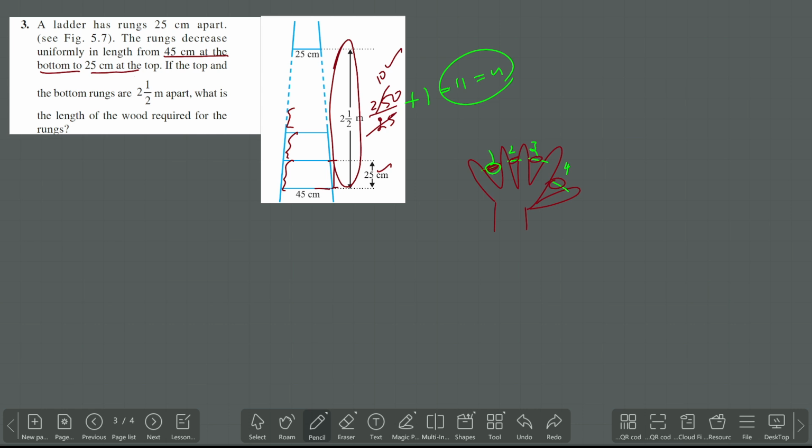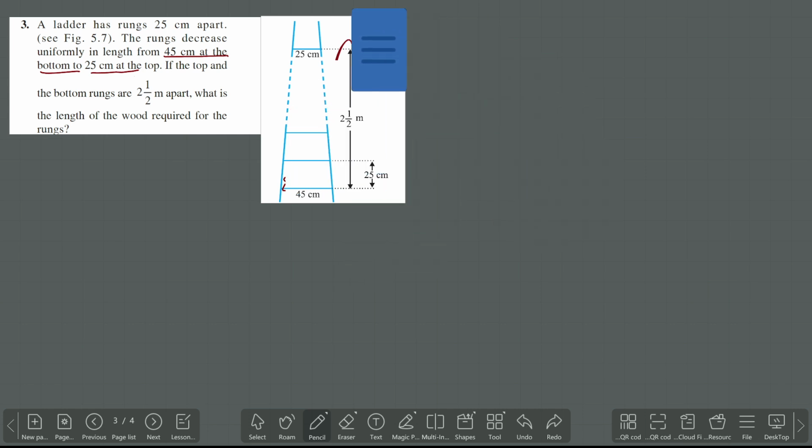This is like little practical work you want to think. Or just like that, you never get the n value. Okay, here you should be careful when we find. And at the bottom they said, what is that? 45 centimeter. That means this can be A. And at the top they said, what? 25. Then this can be L. Understand? Right.